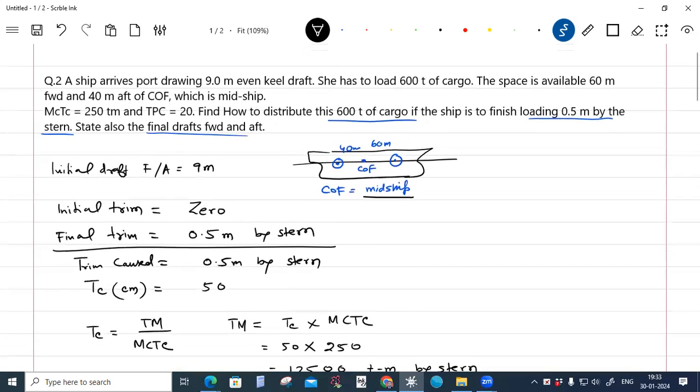Now, how much cargo do you have to load? 600 ton. Suppose you load some X ton here, then here you are going to load 600 minus X. Make sense? I will write here with blue color. Let's put it this way: remark, weight, distance from center of flotation, and trimming moment.